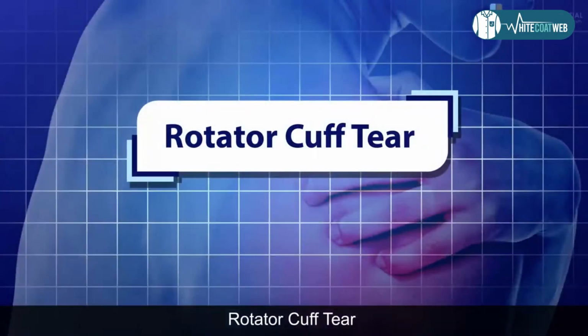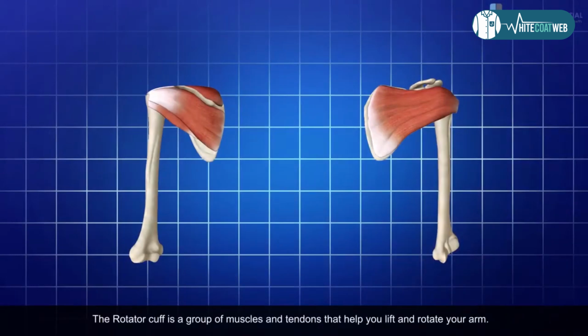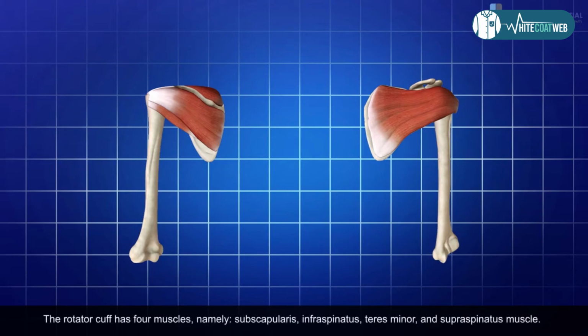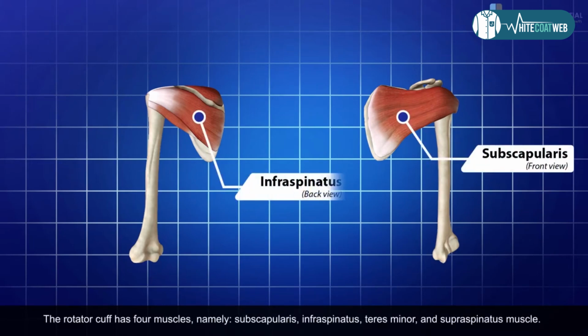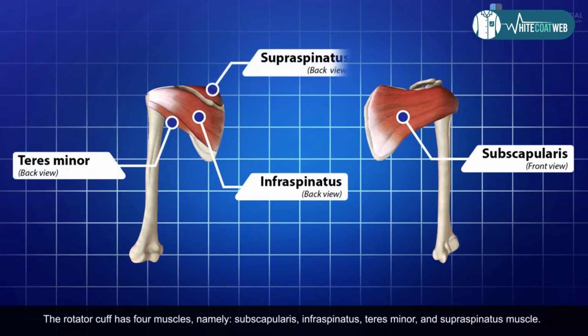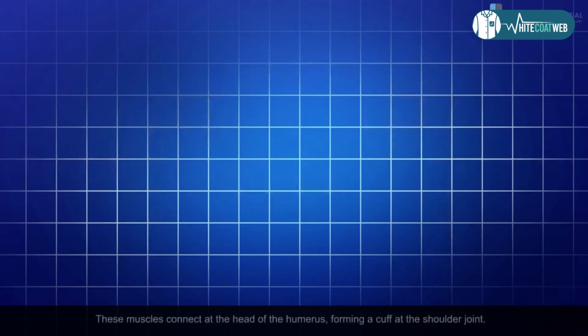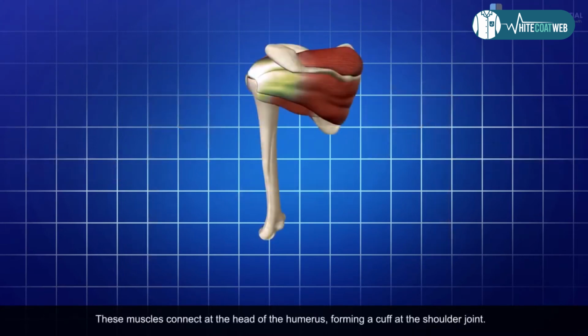Rotator cuff tear. The rotator cuff is a group of muscles and tendons that help you lift and rotate your arm. The rotator cuff has four muscles, namely subscapularis, infraspinatus, teres minor, and supraspinatus muscle. These muscles connect at the head of the humerus, forming a cuff at the shoulder joint.